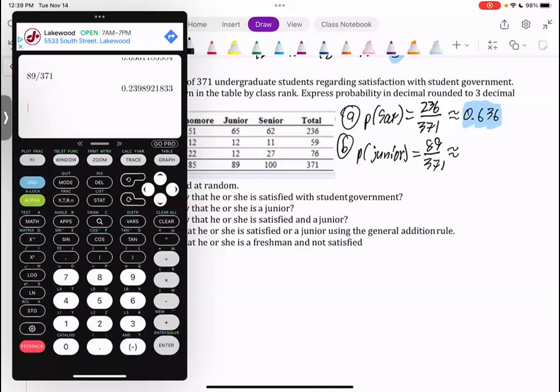So we're looking at, let's go off to 3 decimal places. That's going to be 0.240 if I round that up correctly.